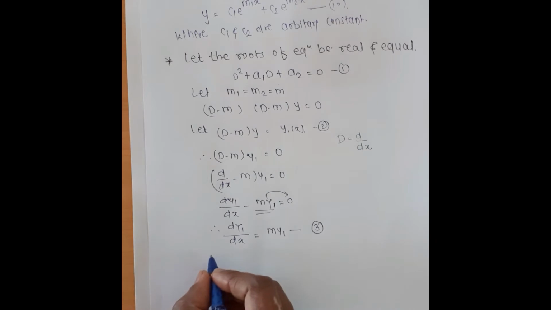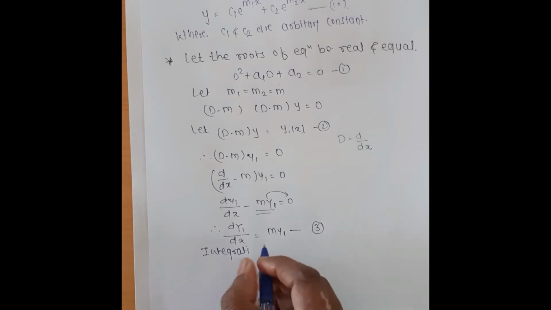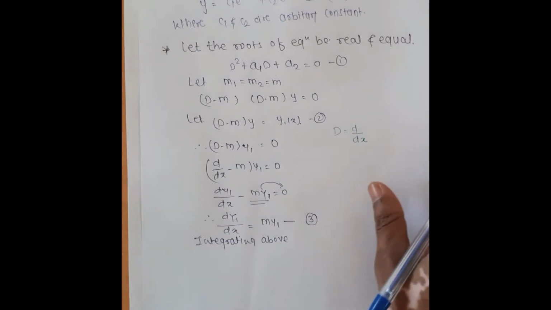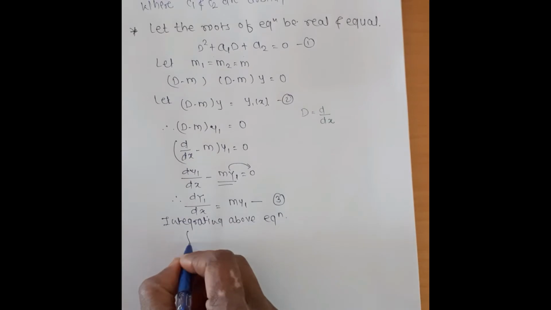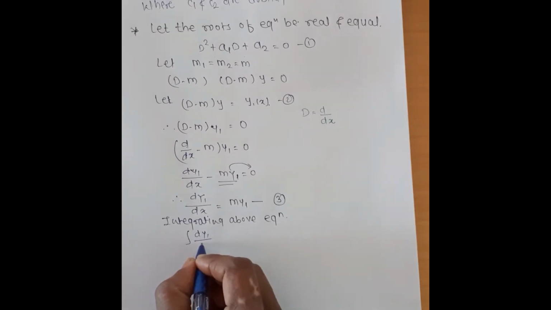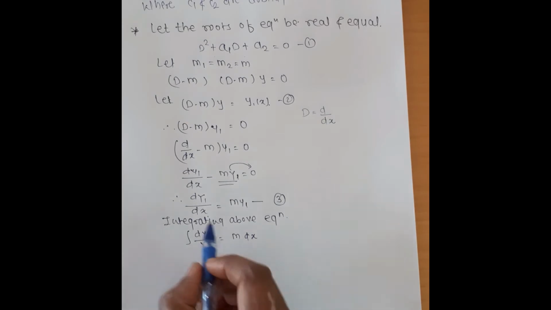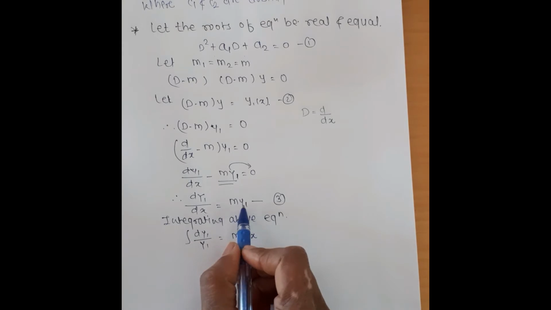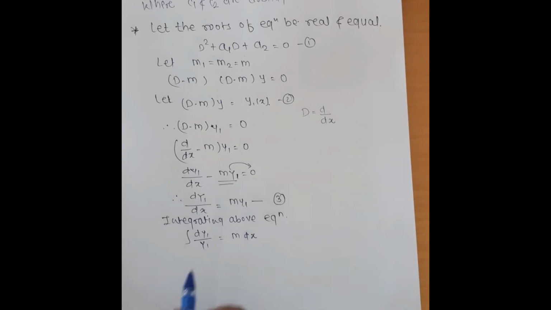We integrate equation 3 to find the solution of the given equation for roots real and equal. Integrating the above equation, dy1 upon y1 equals m dx. Why write it this way? Because dx was divided here, it goes to the opposite side and is multiplied, and y1 was multiplied here, it goes to the opposite side and is divided. So we rearrange this equation and integrate.